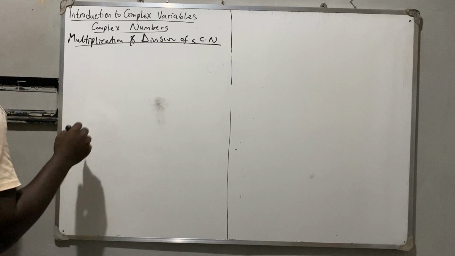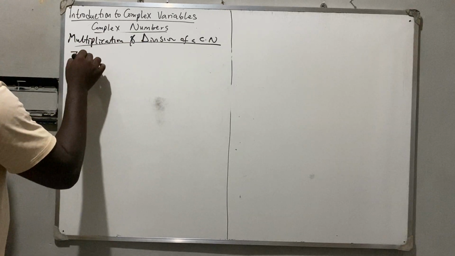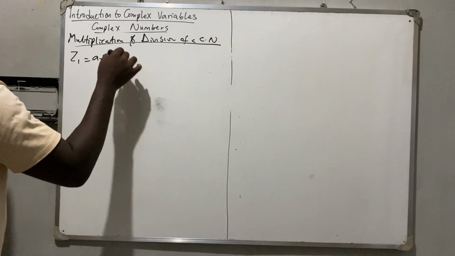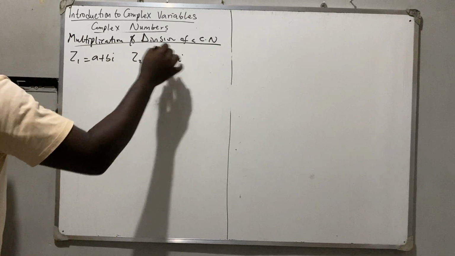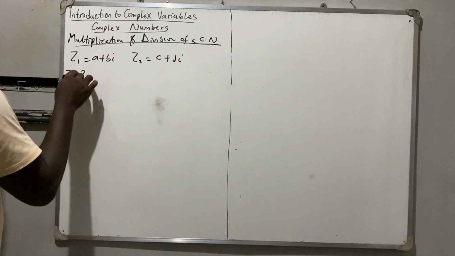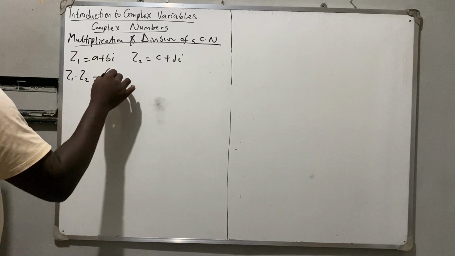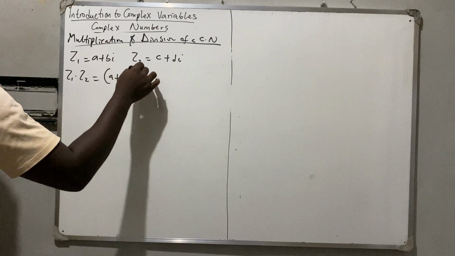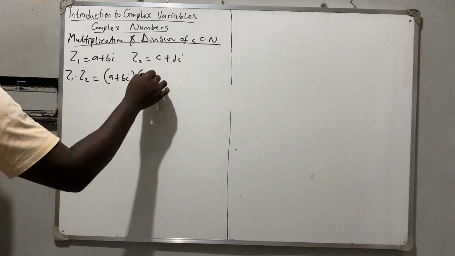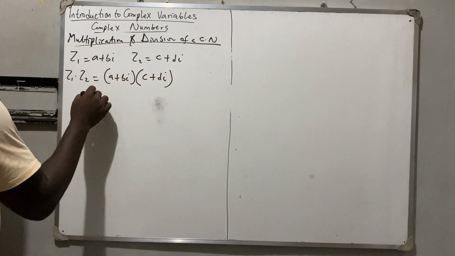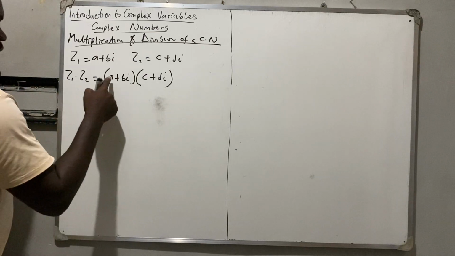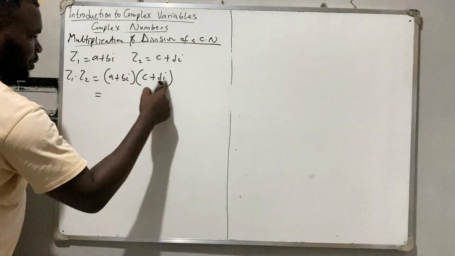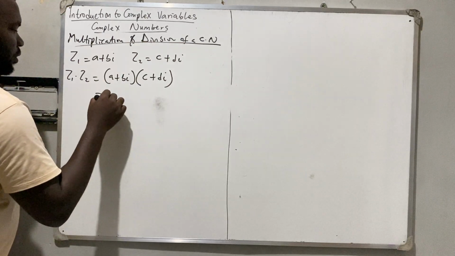Let's first of all talk about the multiplication. If I have that z1 is equal to a plus bi, and I have that z2 is equal to maybe c plus di, I want to multiply z1 multiplied by z2. So this is (a plus bi). Put it in brackets; you know that brackets mean times. Then (c plus di). Remember, just do the normal way we do multiplication. That is, a will multiply everything, and then bi will multiply everything. So a times c will give you ac.